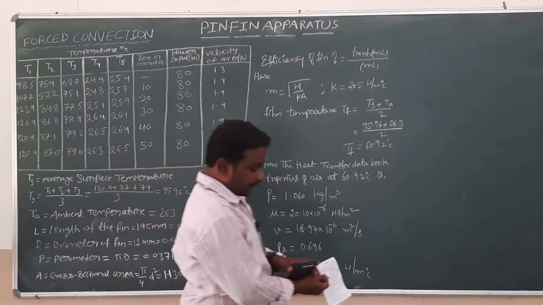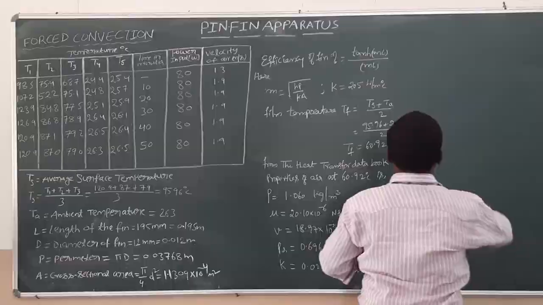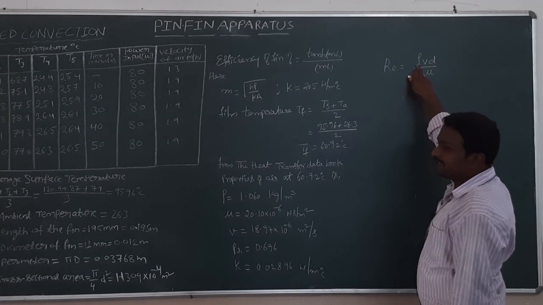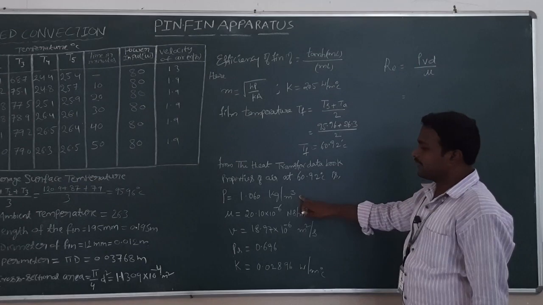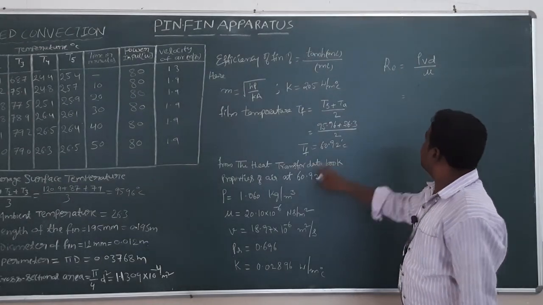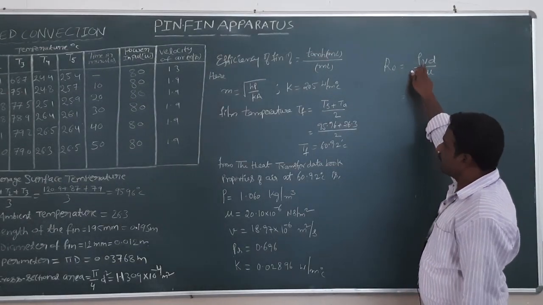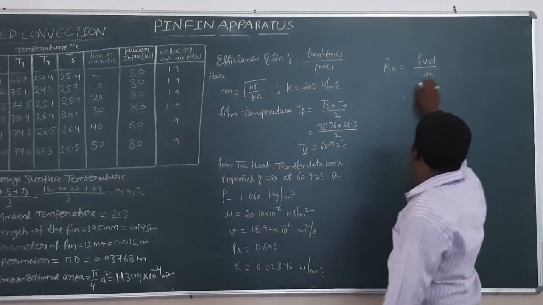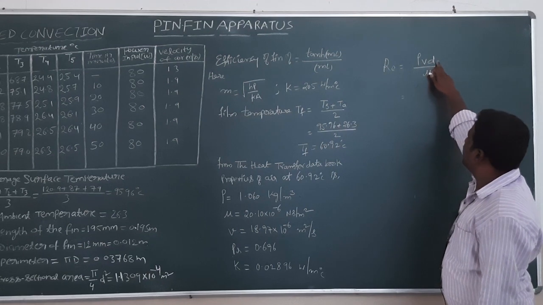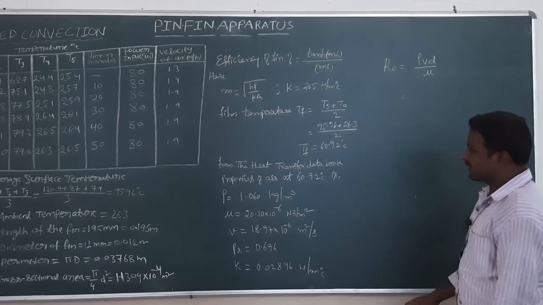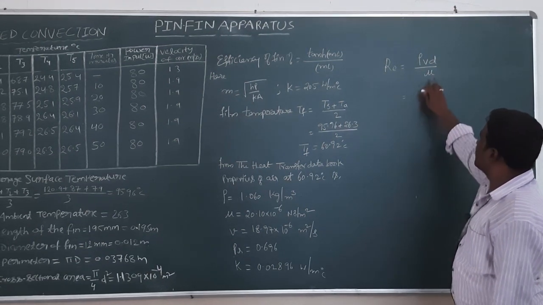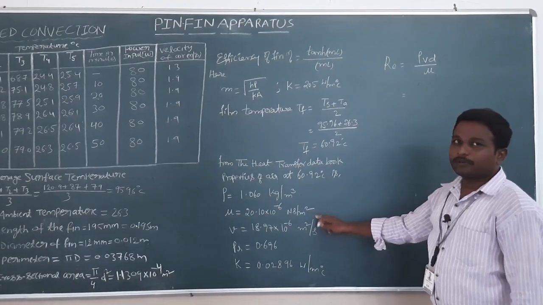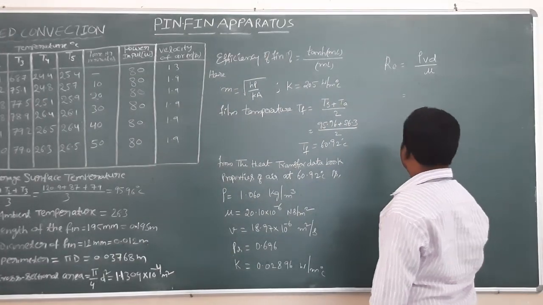So, let us first of all calculate the Reynolds number. Reynolds number is rho V D by mu. Here the rho means density of air, the density of air directly came from the properties table, and V means the velocity of air. Velocity of air is calculated during the time of the experimentation, and D is already given in the specifications. Diameter of the fin is 0.012 meters, and mu is the dynamic viscosity. It comes from the properties table. So, substitute all the values here.